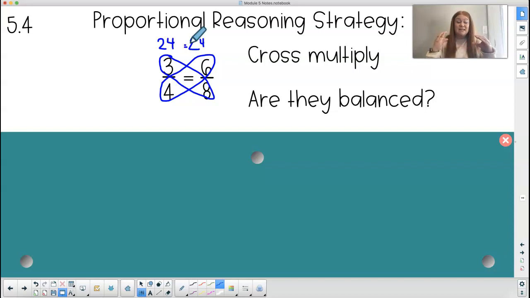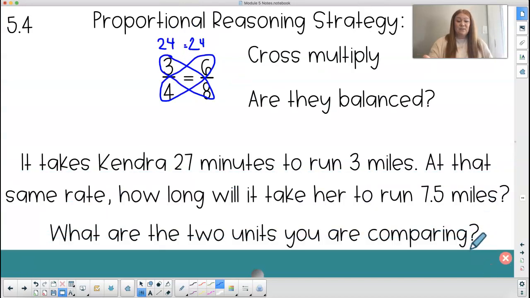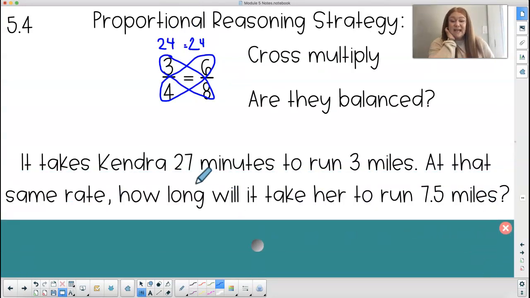They are balanced. So when we are setting up these problems, we are trying to keep them proportional. We're going to be trying, lots of times, to find a missing piece to keep them proportional. So let's take a look here. We have this problem. It takes Kendra 27 minutes to run 3 miles. At that same rate, we want to keep it balanced and proportional. How long will it take to run 7.5 miles?